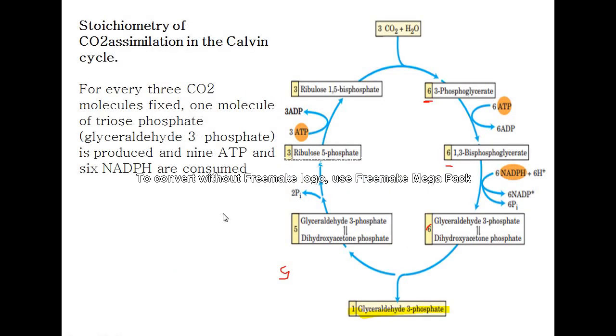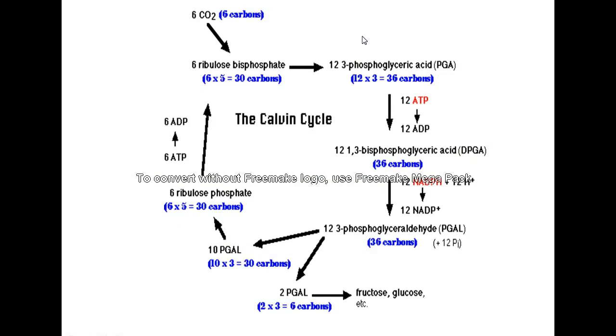Do you get this? So for every 3 carbon dioxide fixed, 1 molecule of triose is produced and 9 ATP and 6 NADPH are utilized. In the first step, ATP was utilized for 6 molecules, here 6 NADPH were utilized, and here for 3 ribulose 5-phosphate to become 3 ribulose 1,5-bisphosphate, 3 molecules of ATP were utilized. This is the same calculation; here it was 3 and 3. Here, instead, we have used a slightly bigger calculation, 6 and 6.